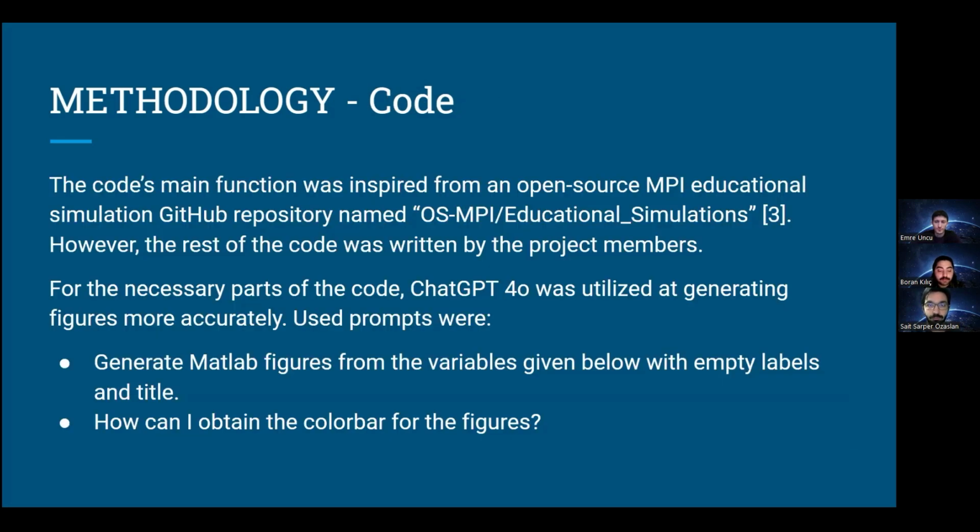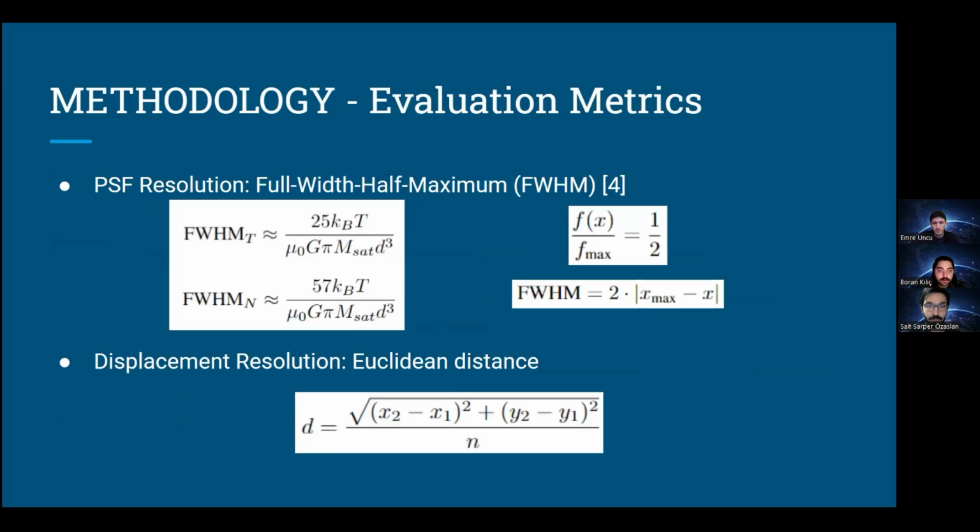The code's main function was inspired by an open source MPI educational simulation GitHub repository. The rest of the code was written by the project members, and for the necessary parts of the code, ChatGPT 4.0 was utilized. Now, moving to the evaluation metrics.